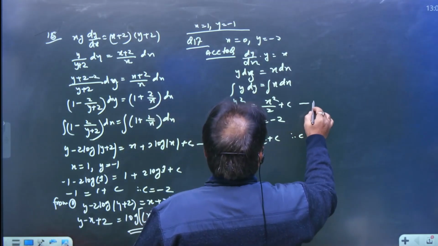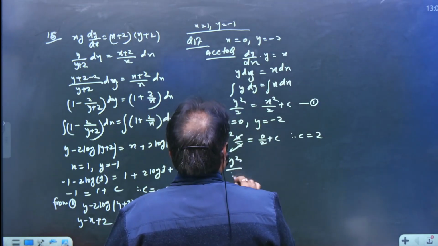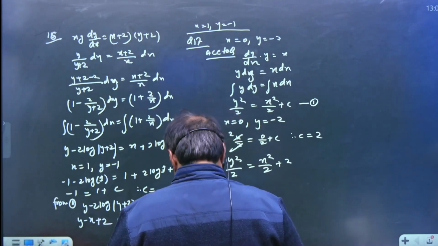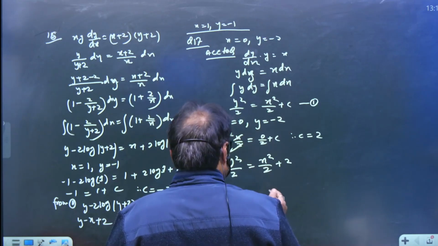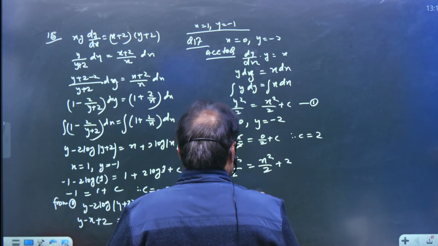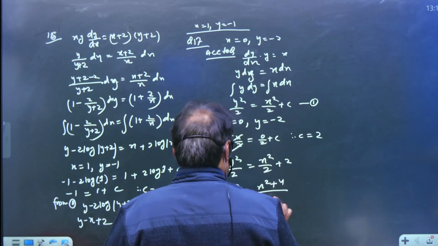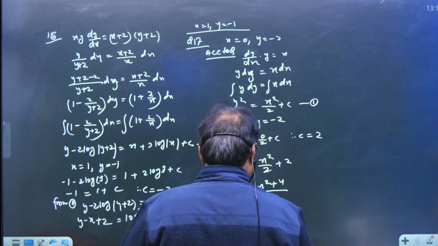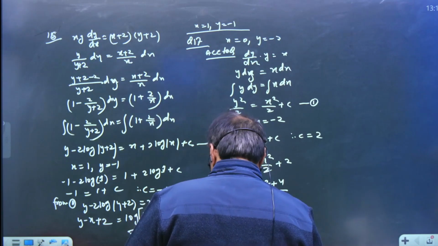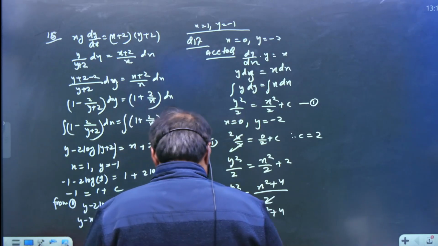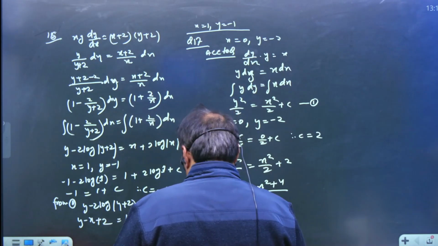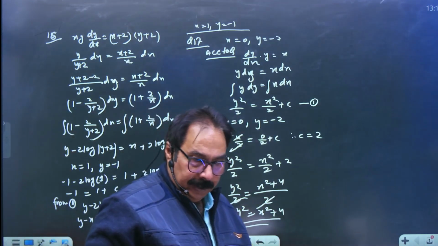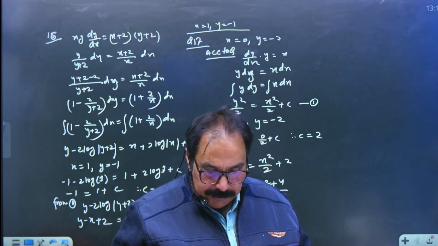So now from this first result, y square by 2 is equal to x square by 2, and the value of c is 2, or we can take 2 as the LCM. So y square by 2 is equal to x square plus 4 by 2. So this should be cancelled out. So y square is equal to x square plus 4. Okay. So this is the final result of this question number 17. Now another question is question number 18.